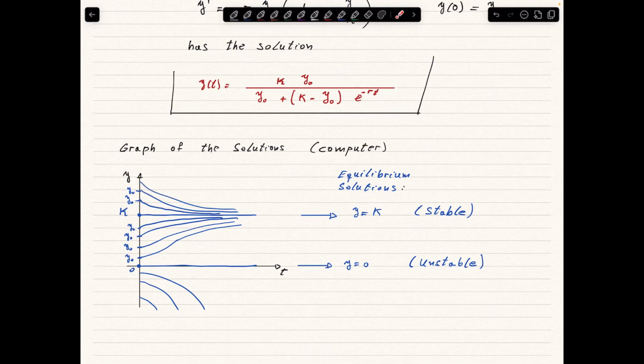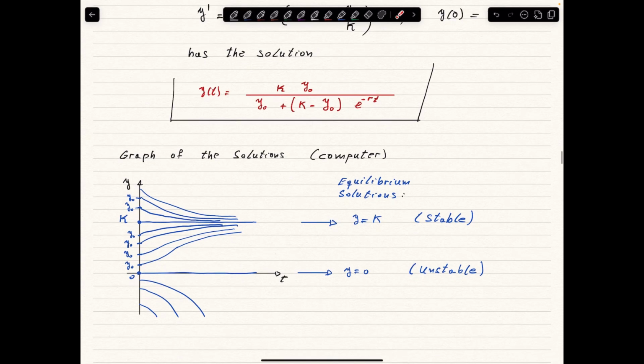So because of this behavior that the solutions here for many different initial conditions bunch up as time grows, bunch up along this solution, we call this solution a stable equilibrium, and the solutions here go away from 0. As t grows, they go away. We call it unstable. So this is the general behavior of the solutions of the logistic equation. In the next video, we are going to go a little bit deeper into these solutions and these models for population with finite food resources. But here is a good place to stop.